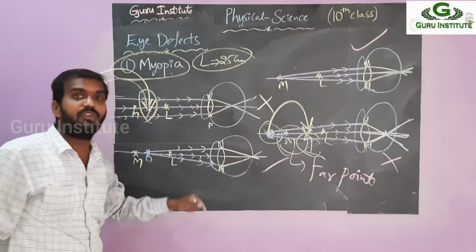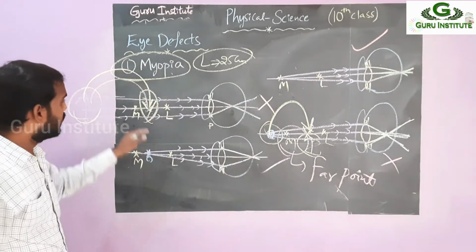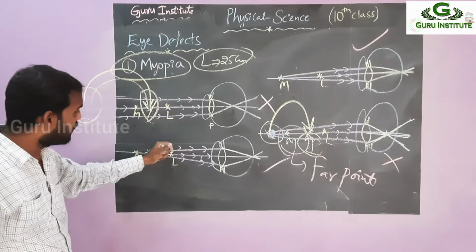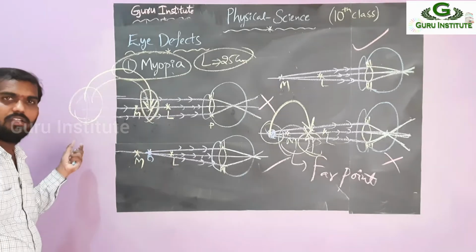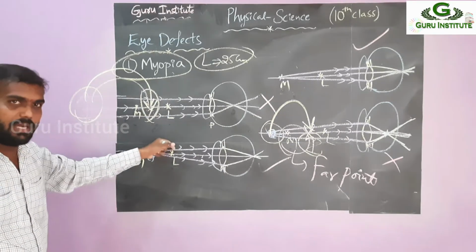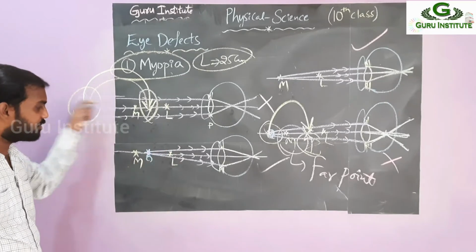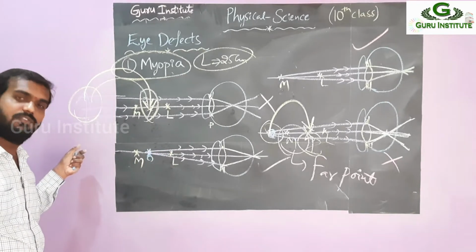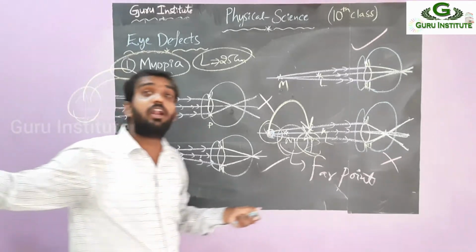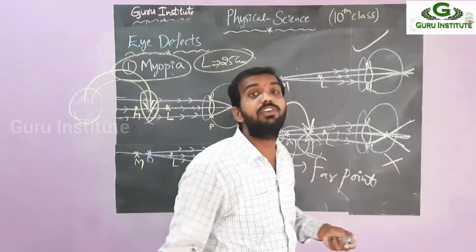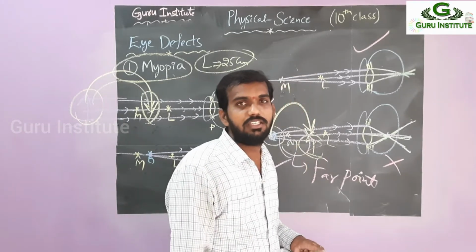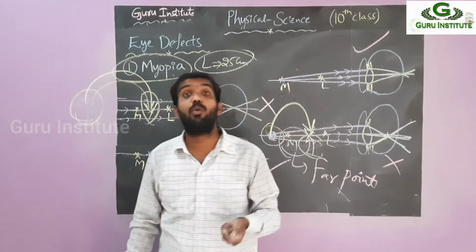So now tell me, which is suitable here? Far away we are getting nearer, or we are shifting objects between M and L to far? After M, the object we have to shift to between M and L, or between M and L we have to shift to after? Which is correct? The first one is correct, right? After M the object we have to shift into M and L. That means the forward object's image you have to shift nearer. Then which type of lens are we using? Tell me, right? Very good. Concave lens we are using.